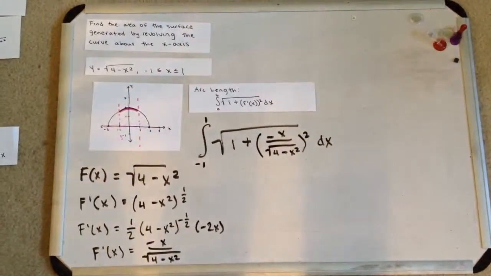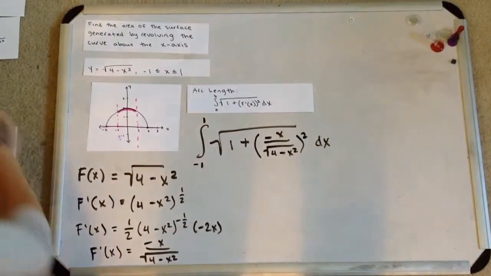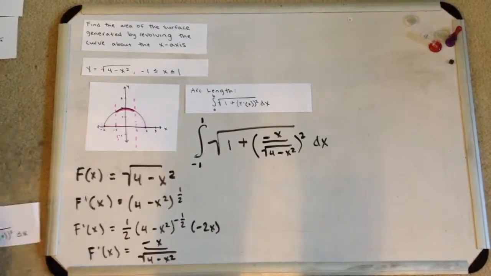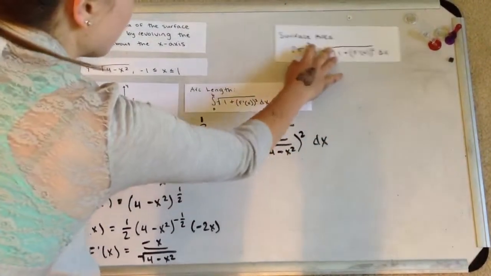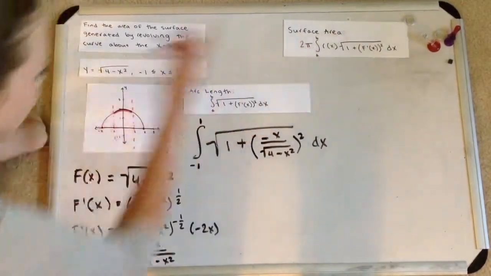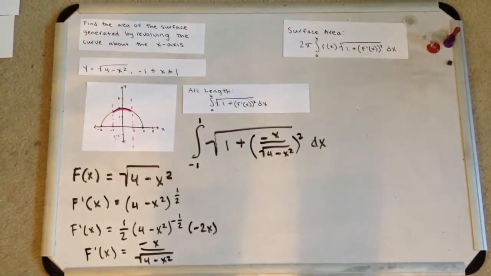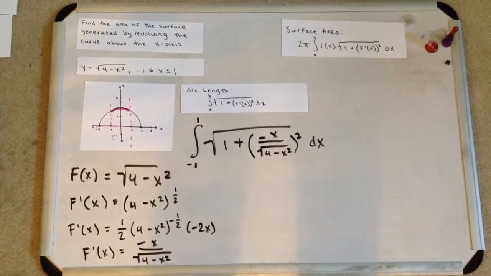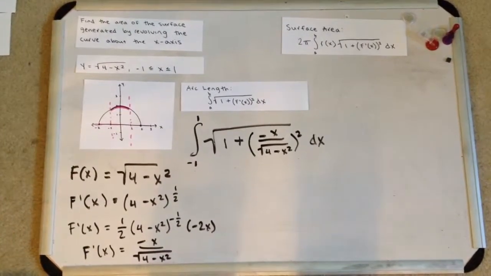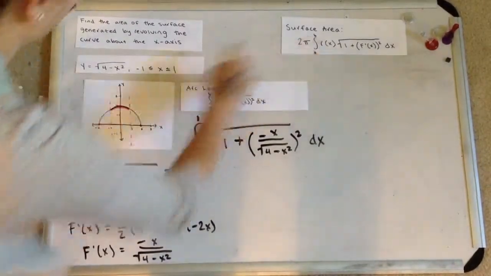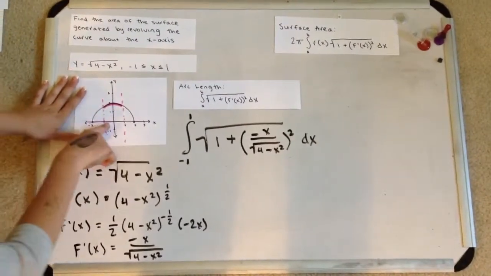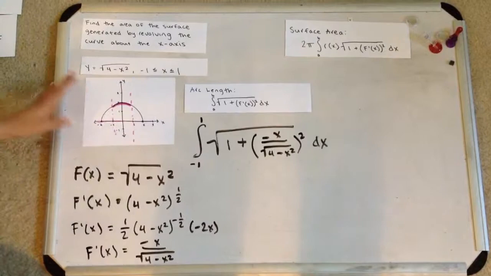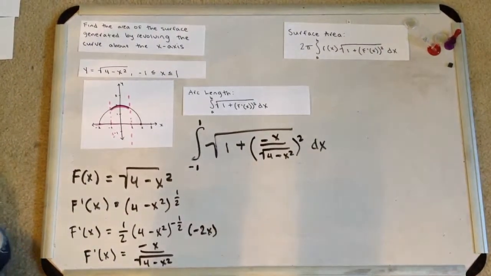Now, that's the distance of the arc, but we want to find the surface area in this case. So the surface area formula looks like this: 2 pi times the integral from a to b of r of x times the square root of 1 plus f prime of x squared dx. Now this is just saying we're taking the arc length and multiplying it by the distance from the x-axis to the curve. That's our r of x.